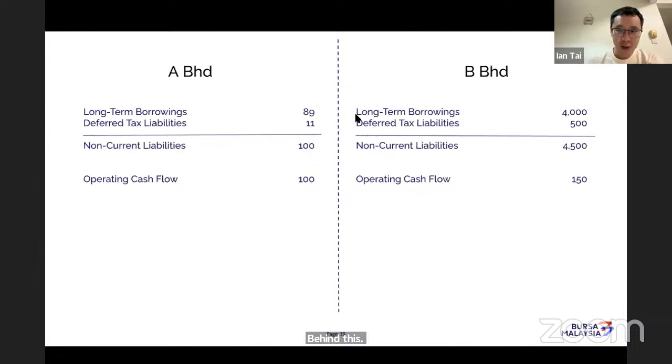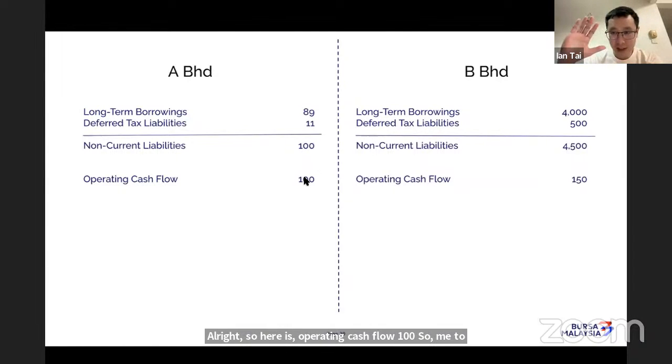Okay. So now we do the A/B testing. So we have A, we have B. A, we have non-current liability. All right. So here is 100. Operating cash flow 100. So which means to say within 1 year it can settle the debt. So that is what it means.